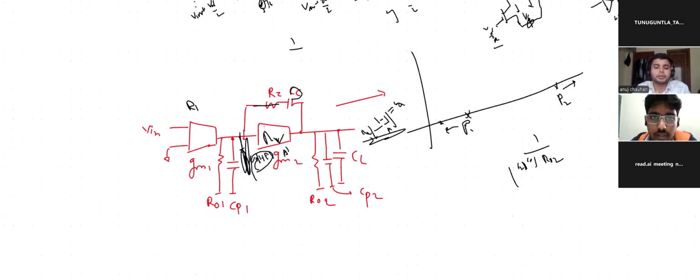Is it correct? Do you think R02 is correct here? The impedance looking from outside is R02. Without any RZ, is it R naught 2 still? No, no, even without RZ, is it R02? Do you think so? Sir, can I draw a diagram for my simplicity again? Yes, you can draw it down here.